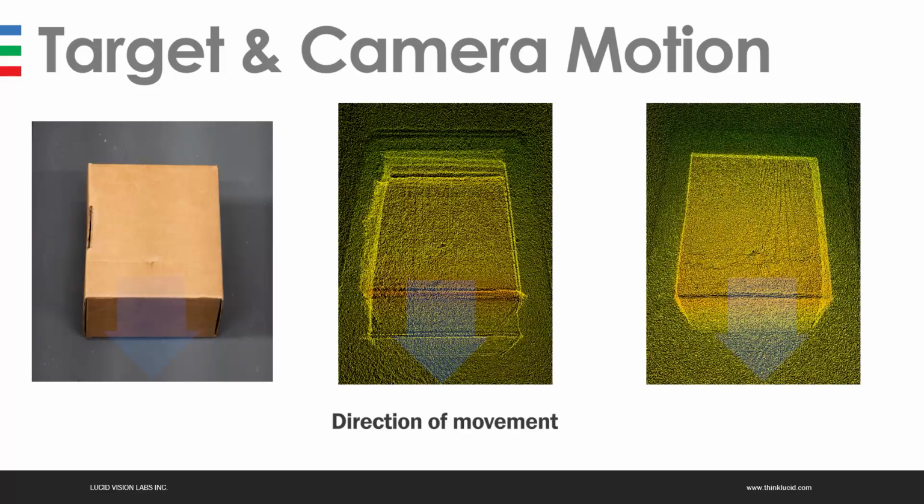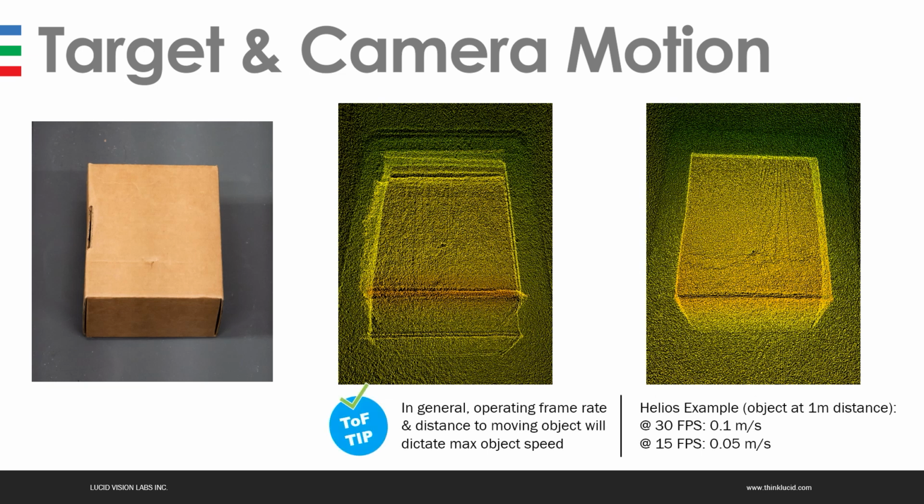So here's an example. The middle image shows motion distortion of a moving box captured on the Helios running in far mode. And on the right, an example of the cardboard box moving at an appropriate speed. In general, operating frame rate as well as distance to moving object will dictate max object speed. As a general rule of thumb, we've calculated that for an object at 1 meter distance to the Helios running at 30 frames per second, the max speed can be 0.1 meters per second, and at 15 frames per second, half that at 0.05 meters per second.